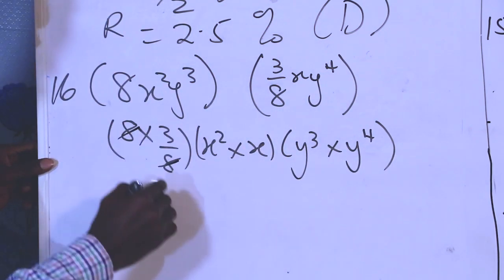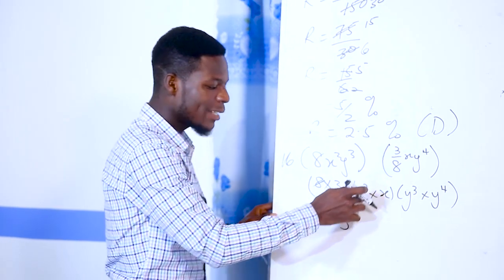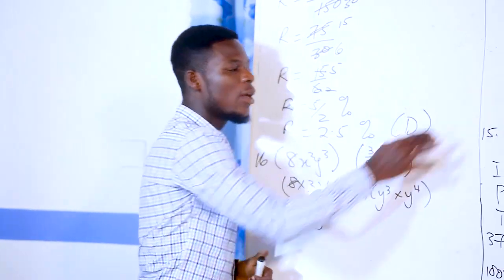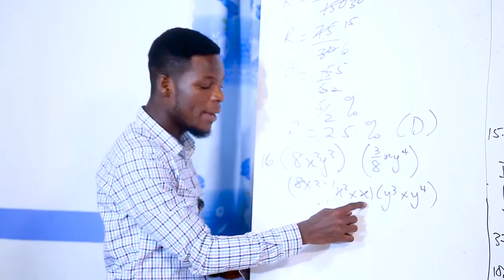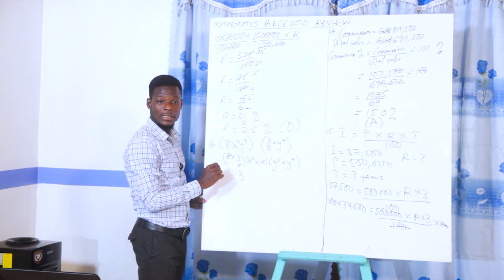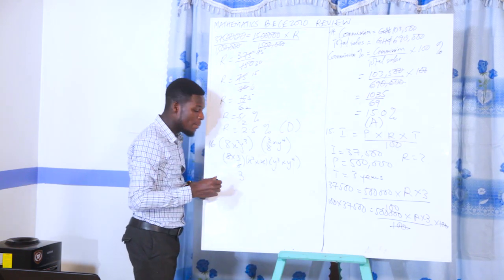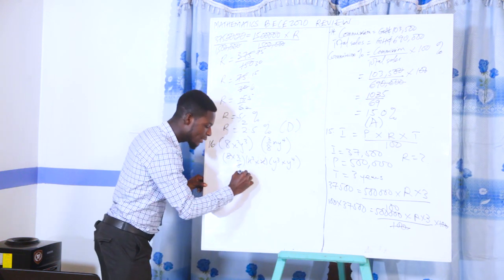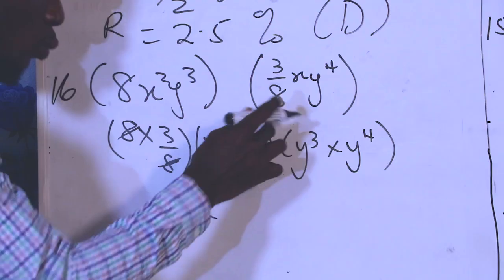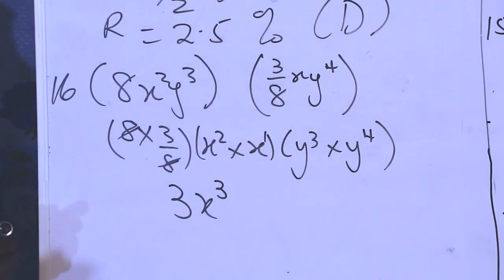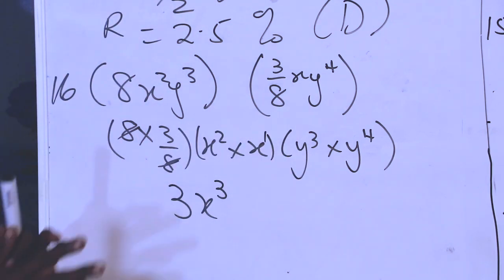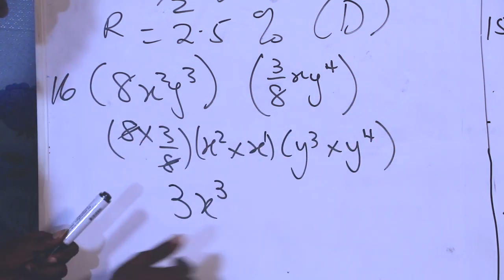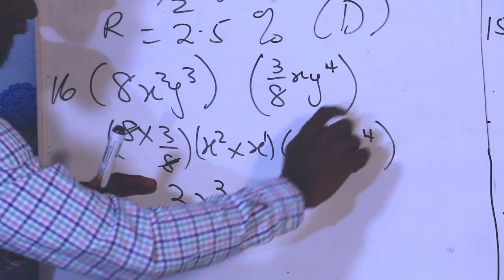Now, this will cancel this, giving you what? 3. X squared times x. Now, the laws of indices will apply here, which says that when you are multiplying two numbers with the same base, you add the exponent. So, x here has an imaginary exponent of what? 1. So, it means that it is x raised to the power 2 plus 1, giving you 3. If you are multiplying two numbers with the same base, you add the exponent. Let's go to the last term. The same base multiplying, you add the exponent.